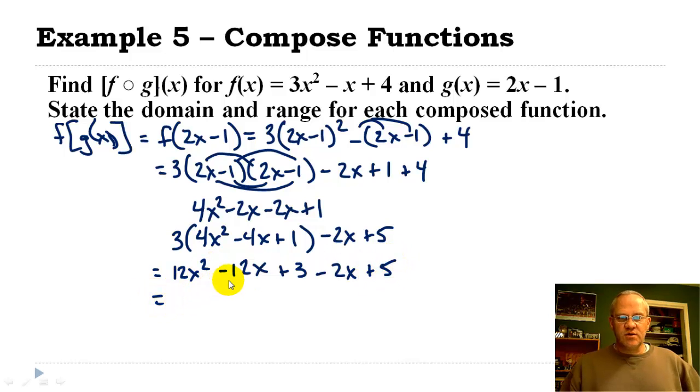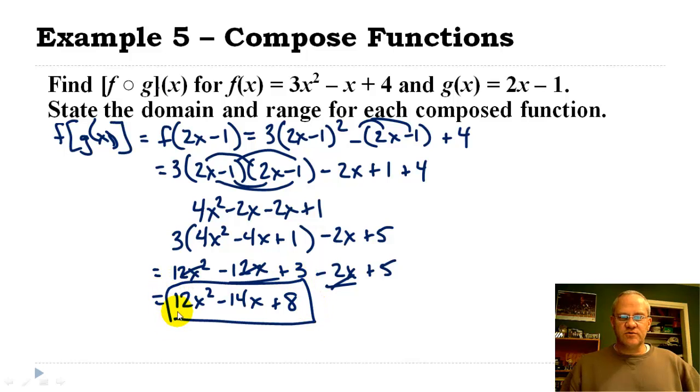One more step. Combine the like terms. So I have 12x squared. Negative 12x and negative 2x is negative 14x. So we've used that, and what's left is 3 plus 5, which is 8. So we would leave our answer at 12x squared minus 14x plus 8. Okay, I think this is a little bit easier than the stuff with the numbers, but you're just plugging the g function into the f function there.